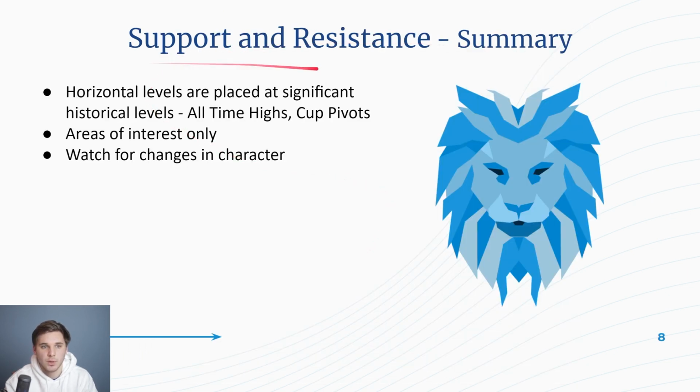So in terms of support and resistance, remember horizontal levels are placed at significant historical levels like all-time highs or cut pivots. And remember, these are areas of interest only. Stocks are allowed to undercut and reclaim them, but in general, you do want to see respect for these key levels. And finally, as I said, with Zoom, watch for changes in character. Look for stocks breaking key moving averages that they had previously respected. And on the flip side, if a stock finally rallies above a key moving average, that's significant as well. So that is support and resistance.